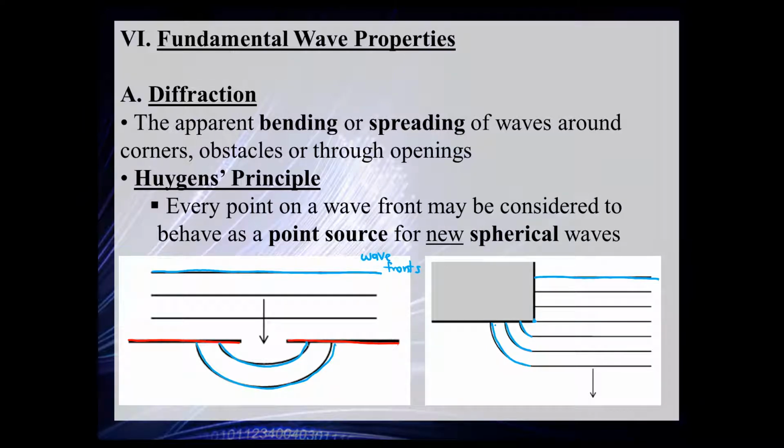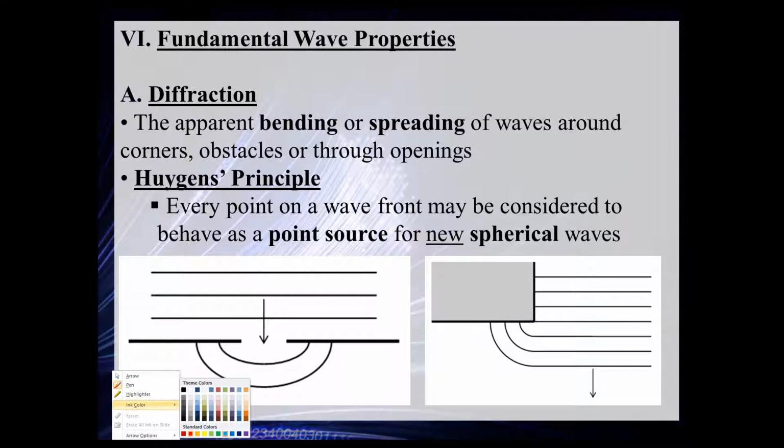Every point on a wavefront may be considered to behave as a point source for new spherical waves. This is a really confusing statement. Okay, I'll do my best to explain this, but it's really difficult to explain how Huygens' principle works. So what I'm going to do is, on my wavefront at the very top, I'm going to draw a bunch of evenly spaced points on this wavefront. I'm just going to draw 5 of them.